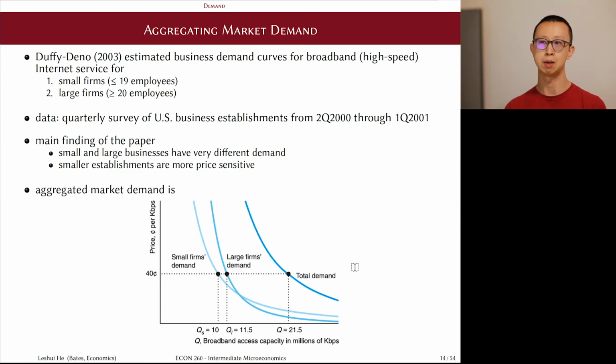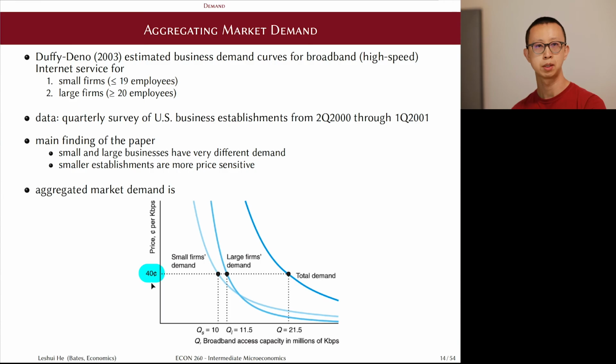In particular, smaller establishments are more sensitive to changes in price. We can illustrate this finding in a graph here. Imagine that we plot the demand curve separately for the small firms and the large firms and then aggregate them together to look at the overall demand for internet services. Then the small firms' demand is going to look a lot flatter compared to the large firms' demand. If we look at them closely, these slopes will tell us about sensitivity to prices. Why is that? Let's focus on this particular price level, 40 cents on the graph.